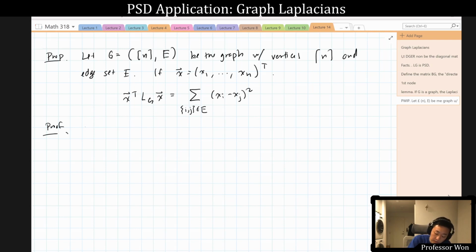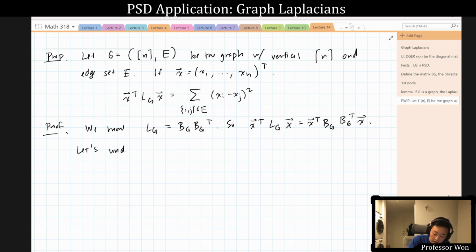Right, so we know that LG is equal to BG times BG transpose, where BG was the directed node edge incidence matrix. Right, so this means that X transpose LG X is the same thing as X transpose BG times BG transpose X. Right, so let's understand X transpose BG.